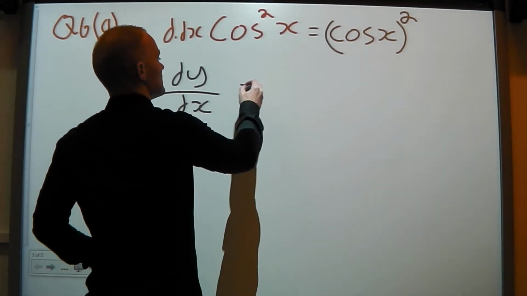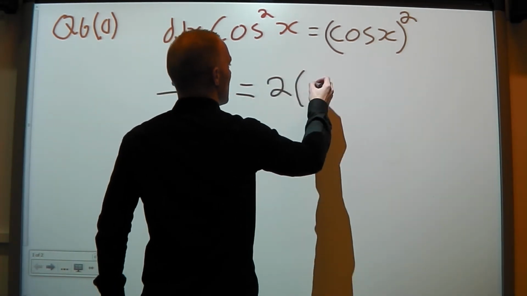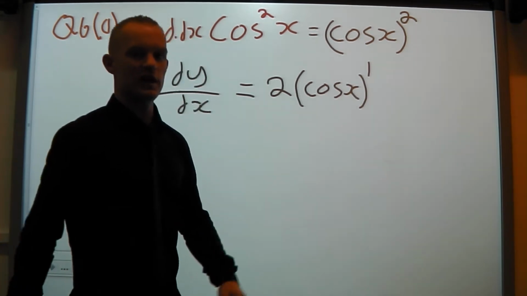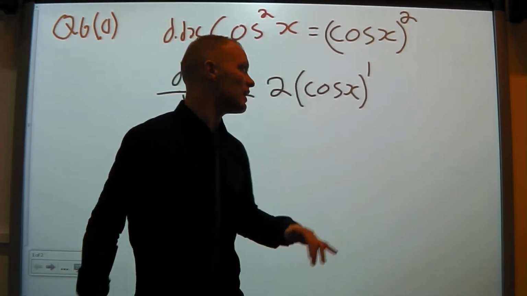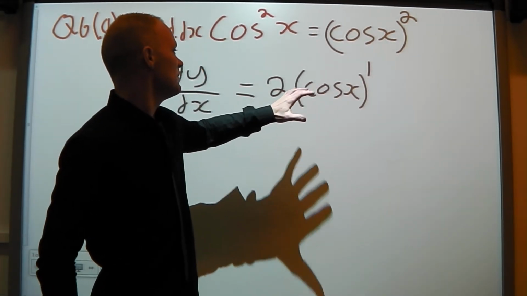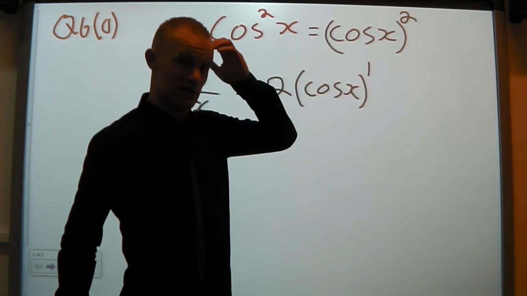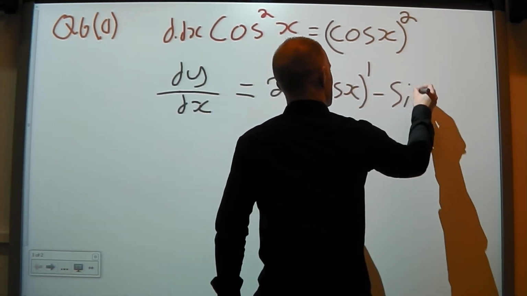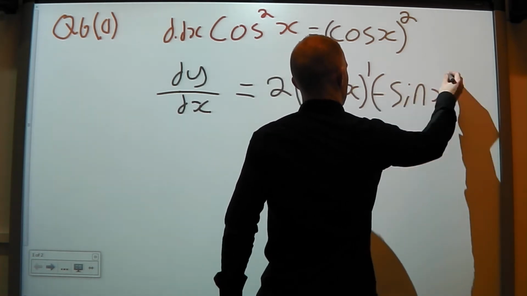So dy/dx is equal to 2 times (cos x) all to the power of 1. Now remember the chain rule. I'm going to use the chain rule in the next part of the question, so I don't really want to do it twice, to save time. Times the derivative of what's in the brackets. The derivative of cos x is minus sin x. That's times minus sin x.